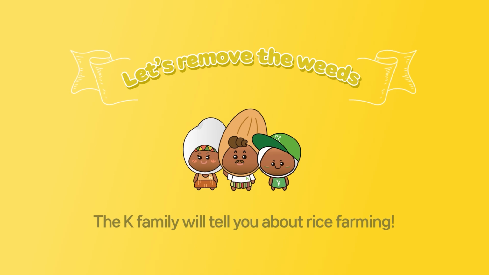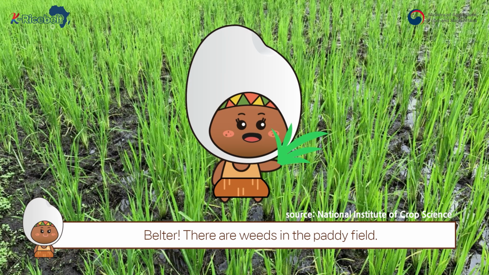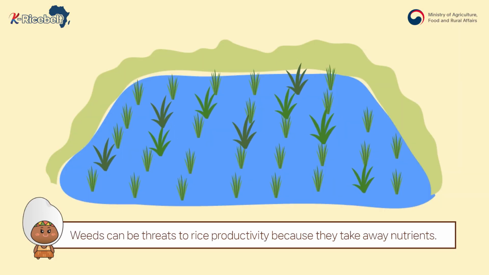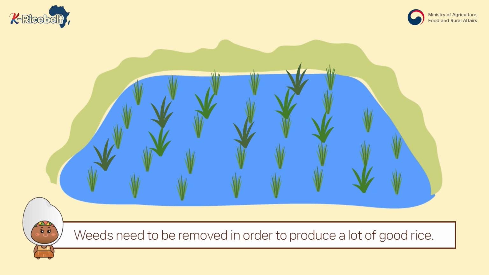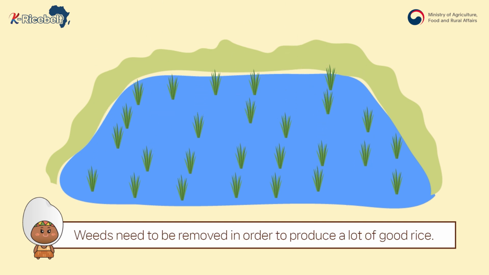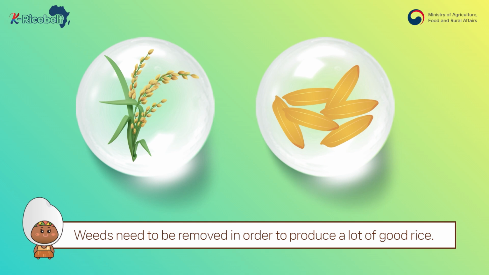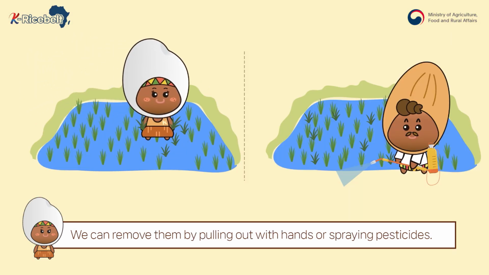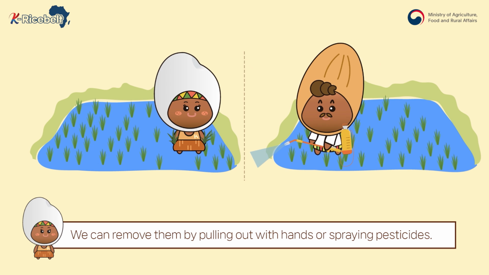Let's remove the weeds. There are weeds in the paddy field. Weeds can be threats to rice productivity because they take away nutrients. Weeds need to be removed in order to produce a lot of good rice. We can remove them by pulling out, with hands or spraying pesticides.